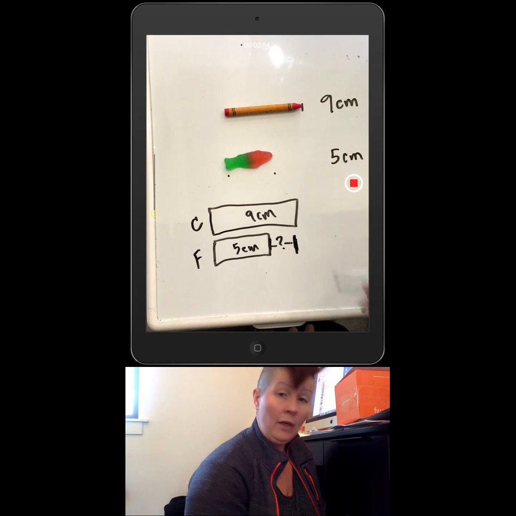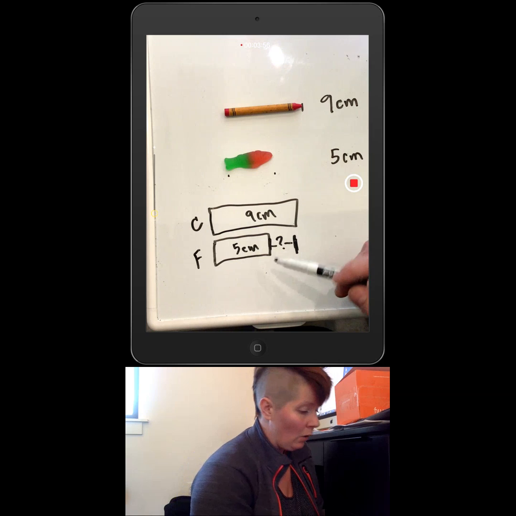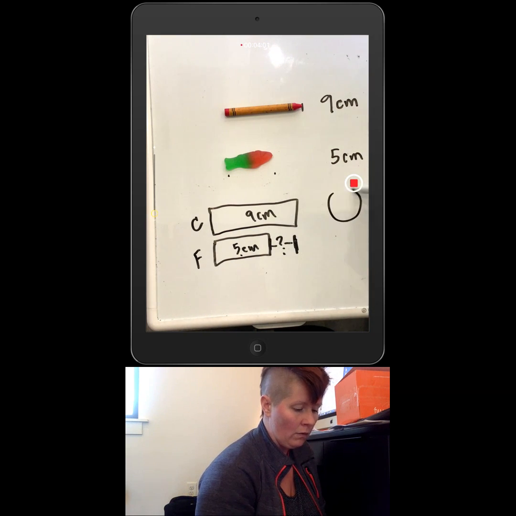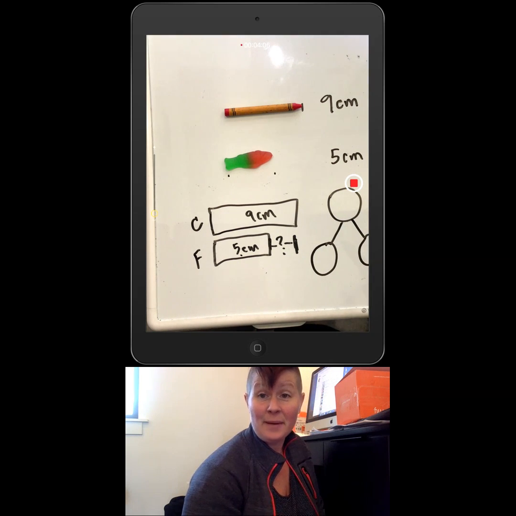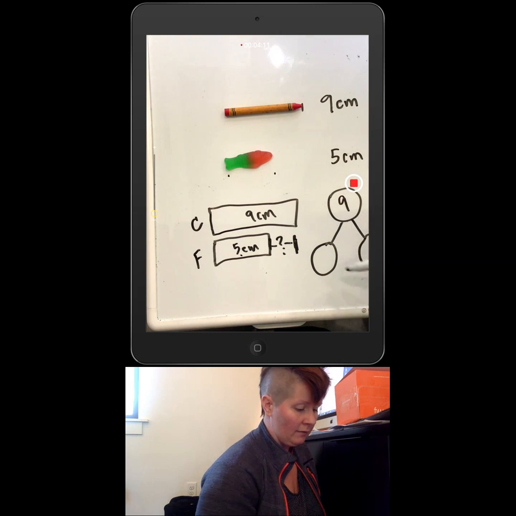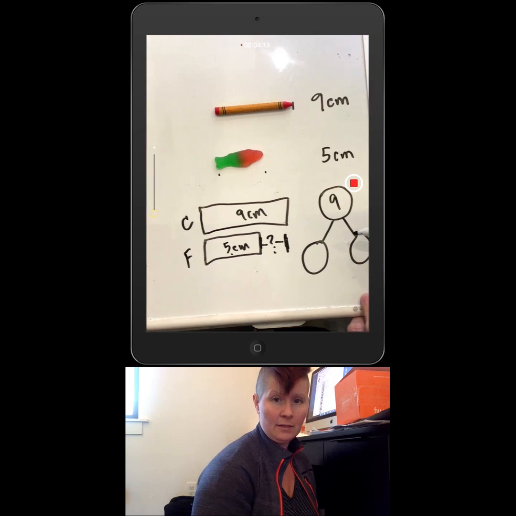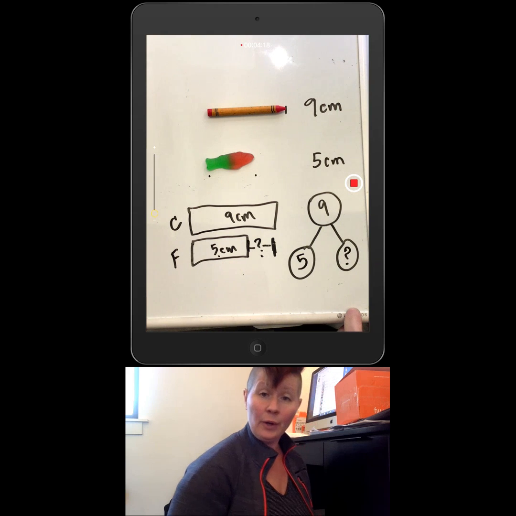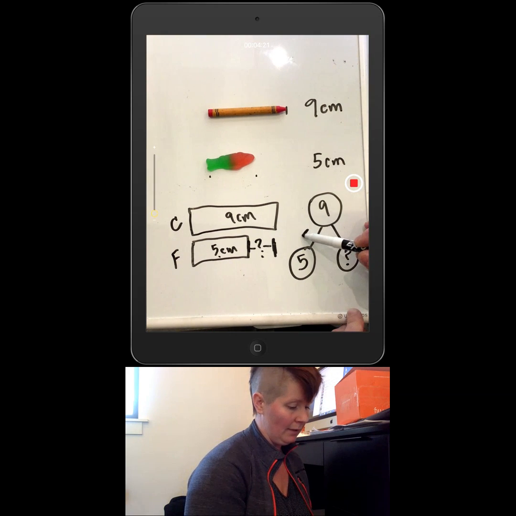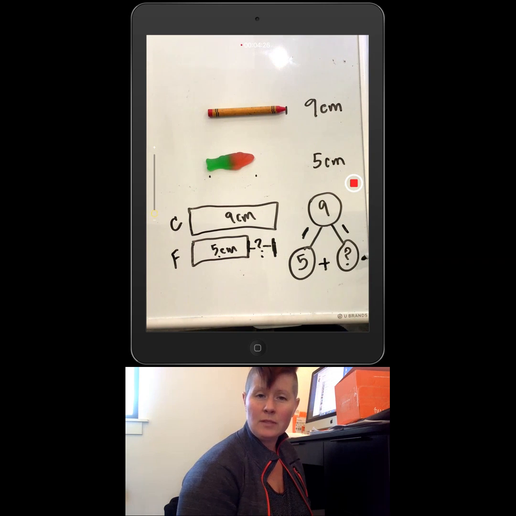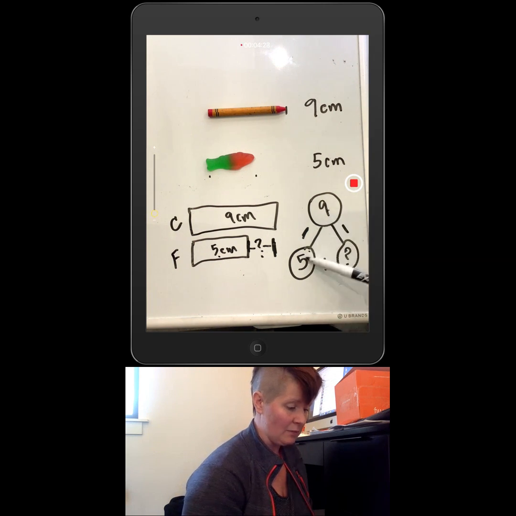So those of you that see this, you might think, ooh, there's a part and a part that makes a whole. What does that remind you of? A number bond. So my whole being 9, one of my parts being, let me scoot this over so you can see, one of my parts being 5 and the other part I don't know. And if you remember, in labeling our number bond, I always do minus, minus, plus. Well, I don't have two numbers I can add with, but I definitely have two numbers I can subtract with.